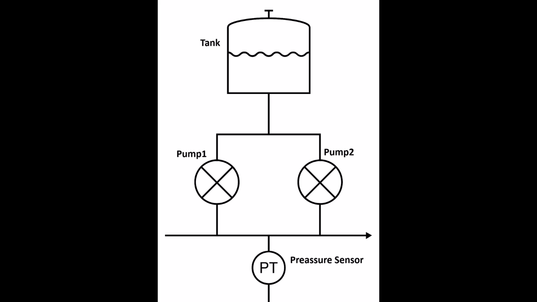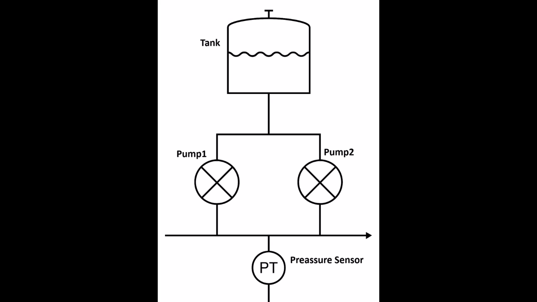Our system is simple. A water tank that can be filled externally, 2 pumps for pressure control, a pressure sensor, and a level sensor in the tank. The entire system is considered a unit which consists of multiple equipments such as the tank, pumps, and sensors.